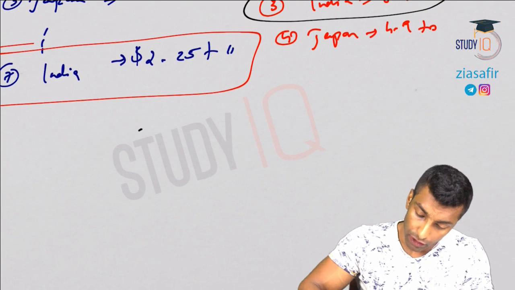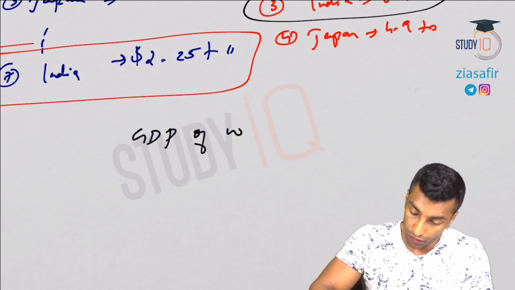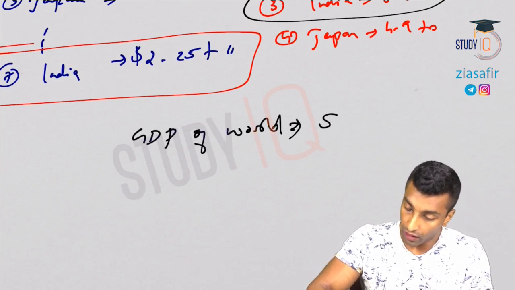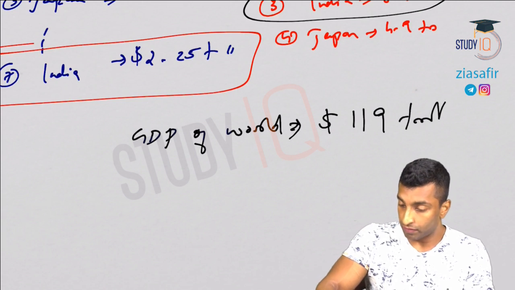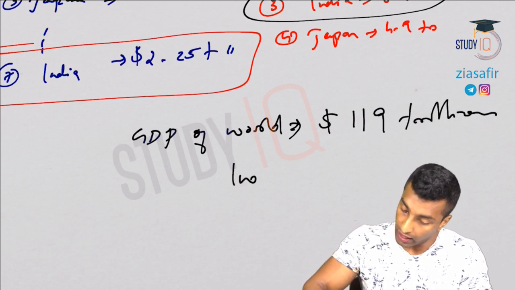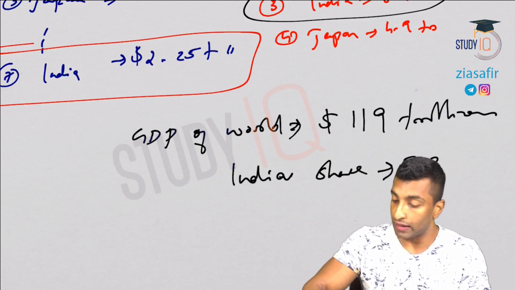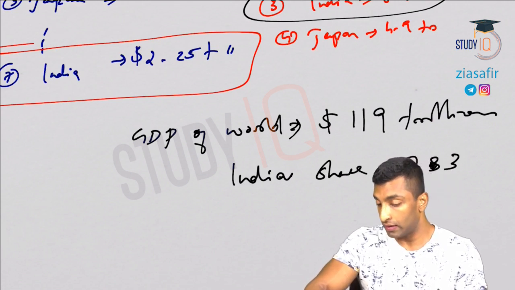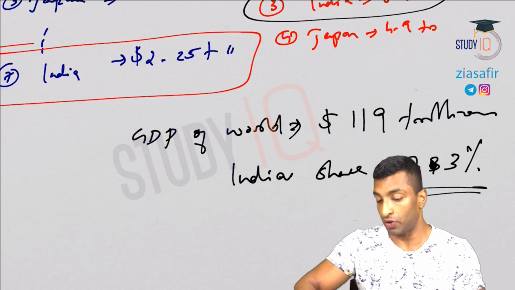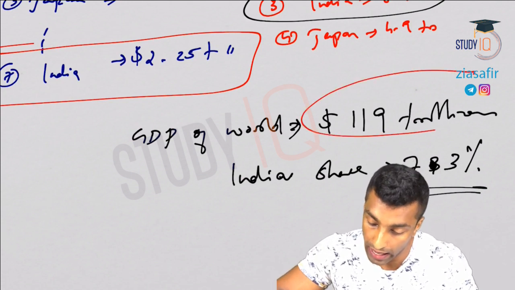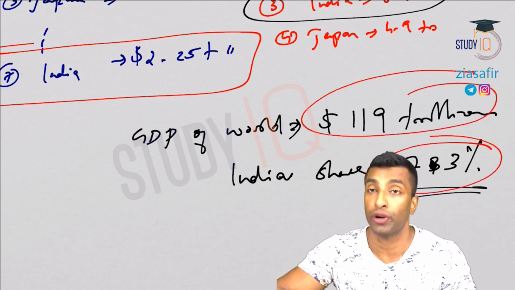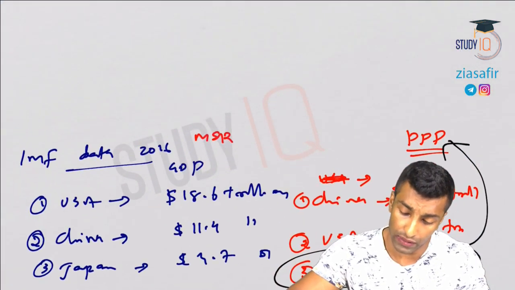I'll quickly tell the GDP of the world. GDP of world, $119 trillion. So India's share in world GDP, that is 7.3 percentage. Okay, so GDP of the world is 119 trillion. India's share is 7.3 percentage. So these are the values which are important.